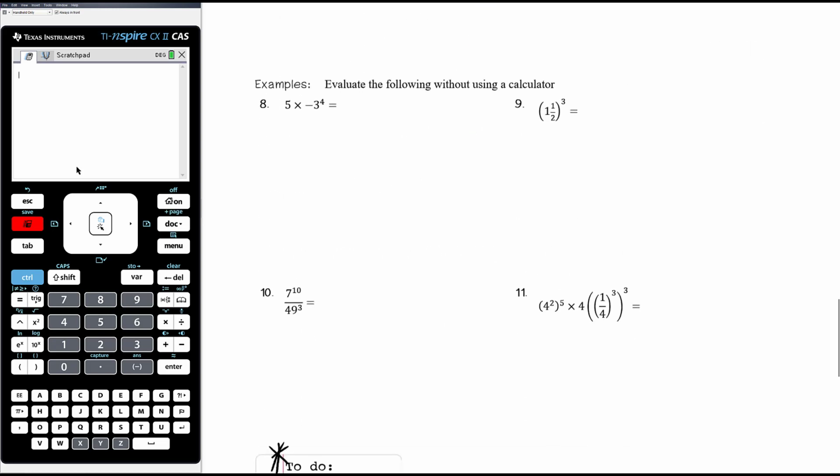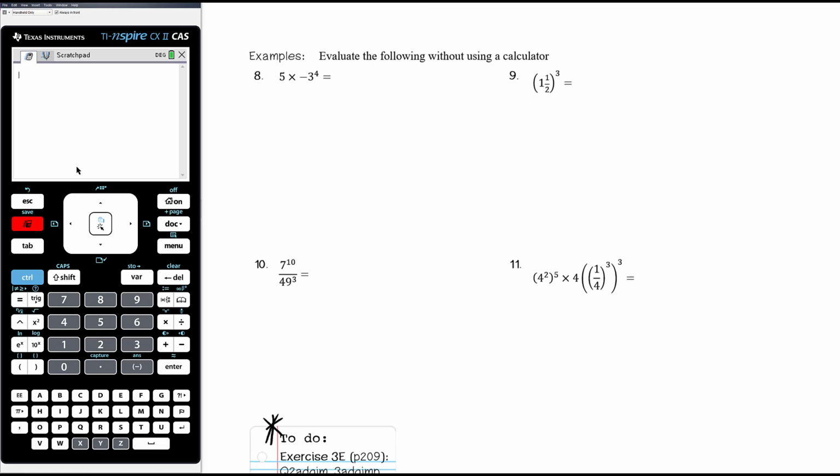Okay, in these examples we want to evaluate, so that means actually come up with a numerical answer, okay? A single numerical answer. Evaluate the following without using a calculator. Okay, so we want to do 5 times negative 3 to the power of 4. So there's no bracket here, so this isn't negative 3 all to the power of 4, so this won't be positive, it's still going to be negative.